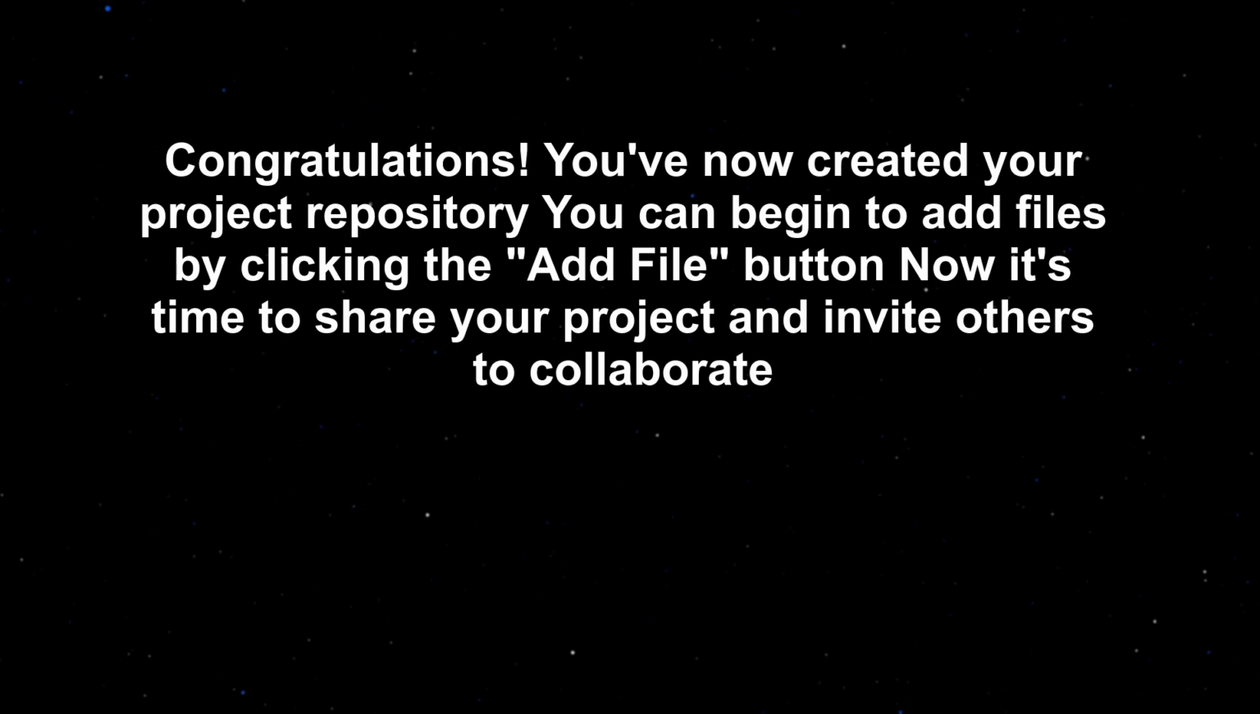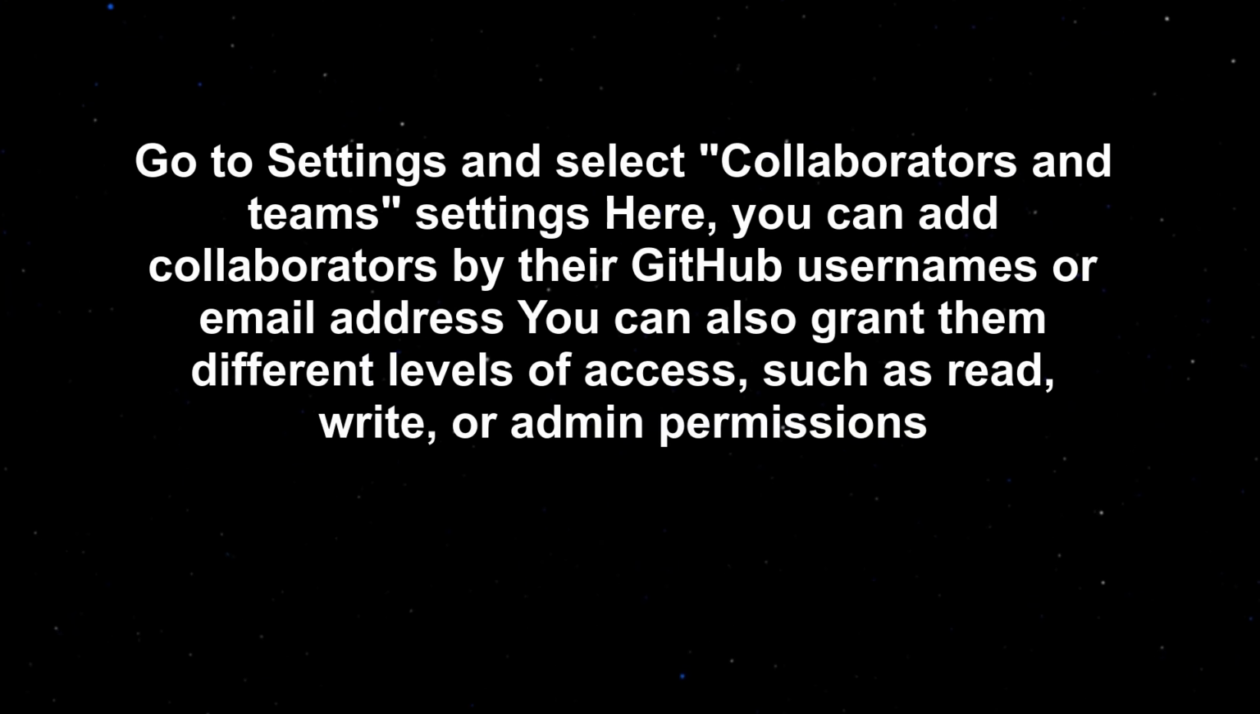Now it's time to share your project and invite others to collaborate. Go to Settings and select Collaborators and Team Settings. Here, you can add collaborators by their GitHub usernames or email address. You can also grant them different levels of access, such as read, write, or admin permissions.